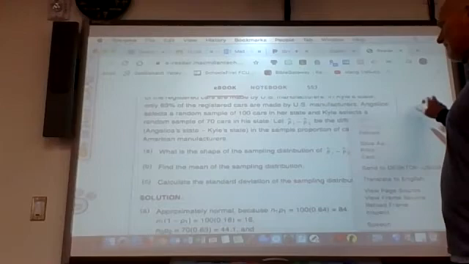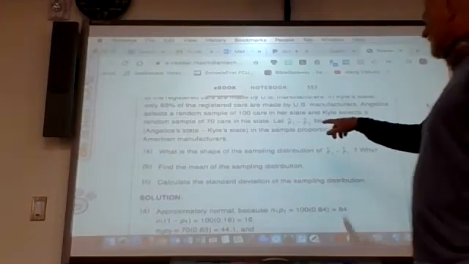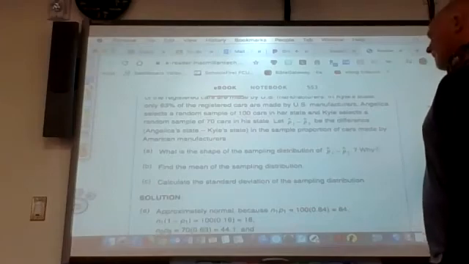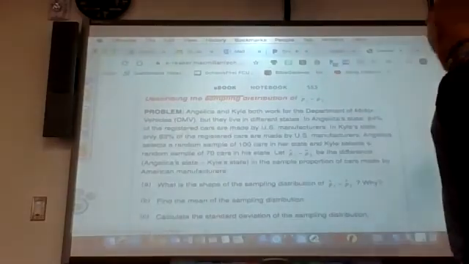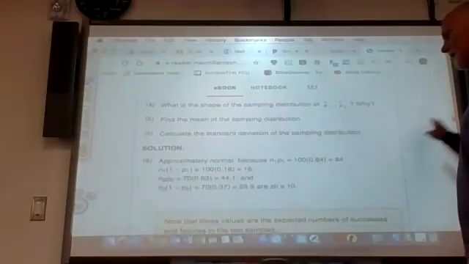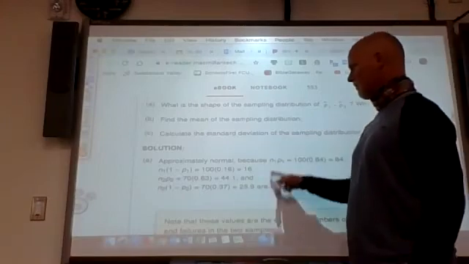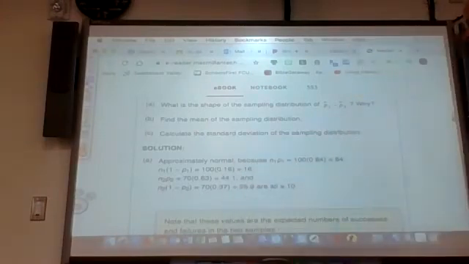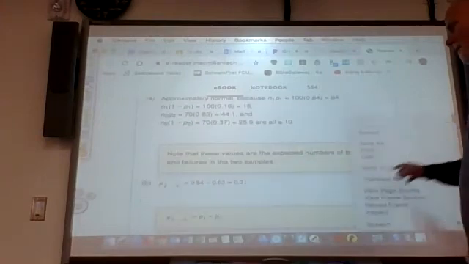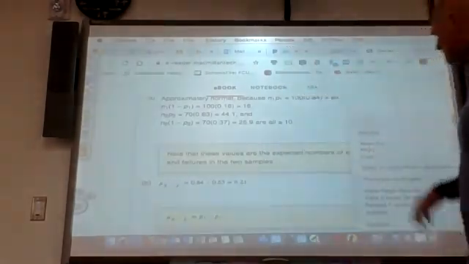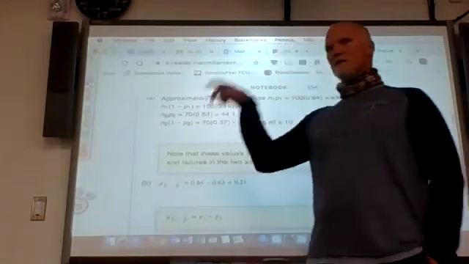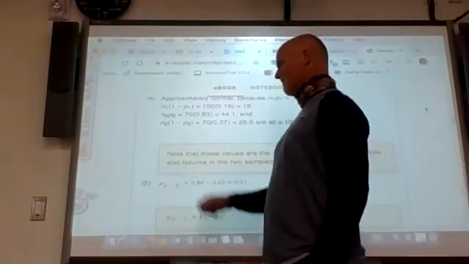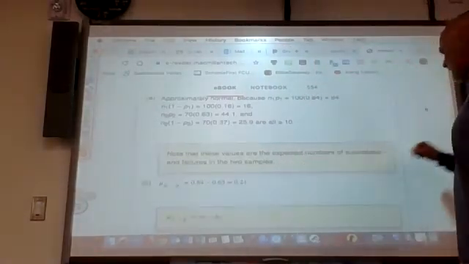Now find the mean of that sampling distribution. It would be 0.84 minus 0.63, which would just simply give you 0.21. So here they show you the work for approximately normal because they meet all of those conditions. And then part B, there's the mean of the differences between those proportions. So remember, we're talking about the mean of the differences, not the mean of each sample. We're talking about the mean of the differences of them. So the mean would be 0.21.